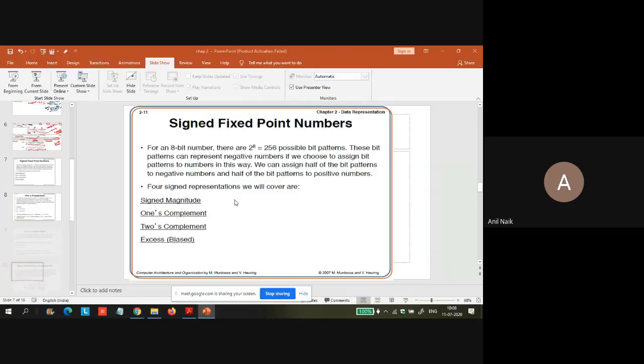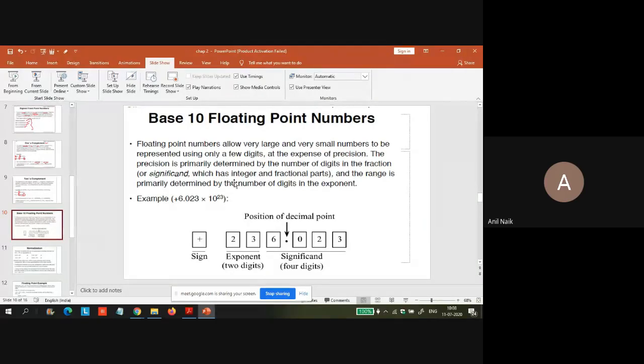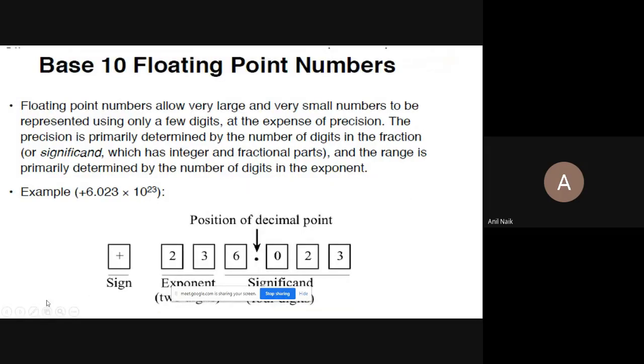So just keep in mind: sign magnitude, one's complement, and two's complement. This is how we represent the data for fixed point numbers. So that is all about fixed point numbers. Then we'll go for floating point numbers.